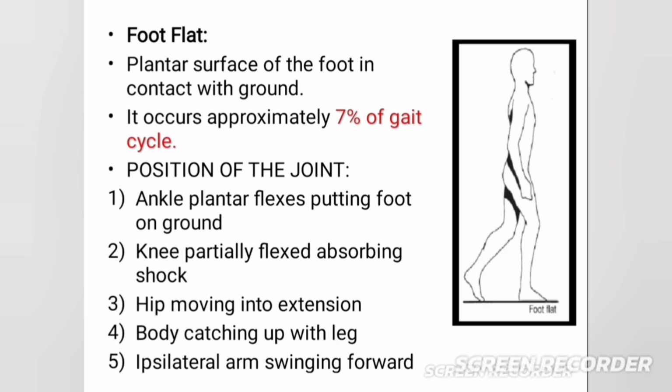Okay, then the body will be catching up with the leg, and the ipsilateral arm will swing forward. So these are the positions of the joints in the foot flat. According to the limb you see, you have to describe the position of the joints.